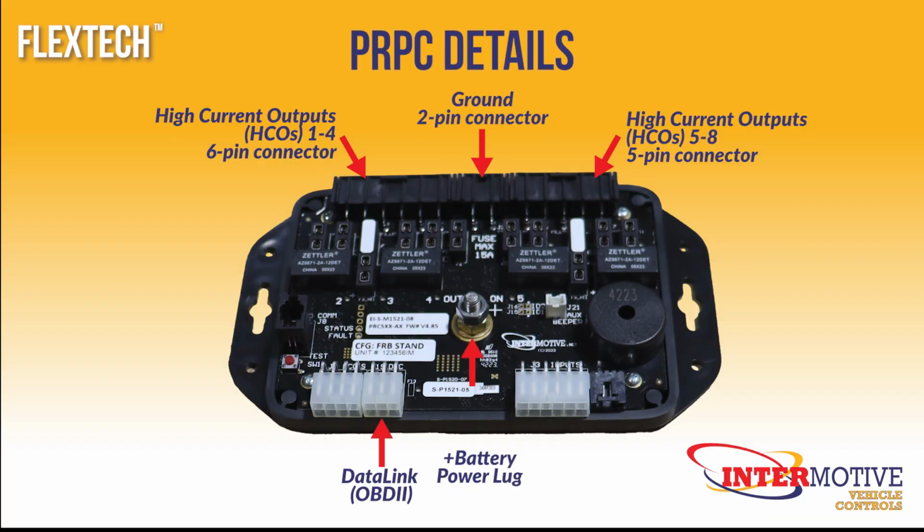If there's no voltage on any of the relay outputs, then you may not be getting power to the battery power lug on the PRPC. Even if you have power at the data link connector at the bottom of the PRPC, you don't necessarily have power at the relays at the top. The high current power is coming from that lug and from the 2-pin connector at the top for ground.